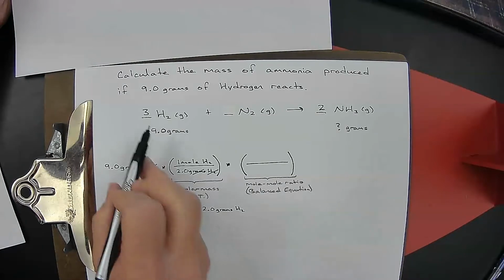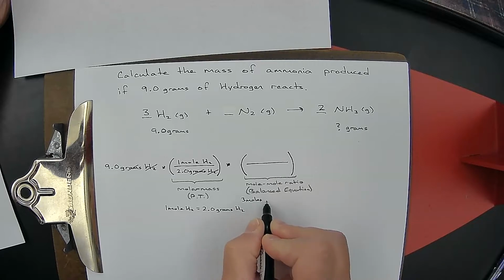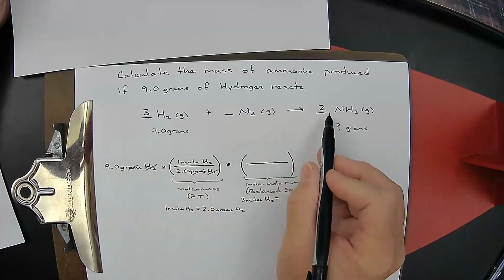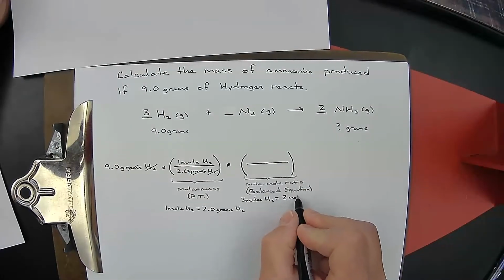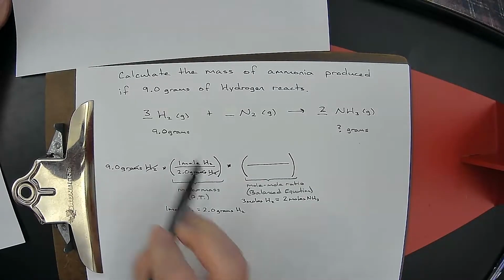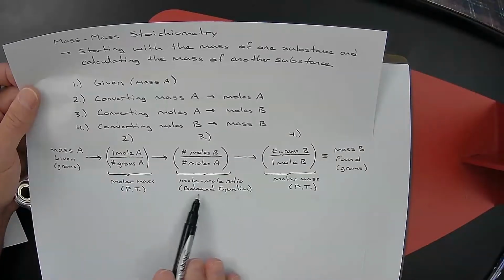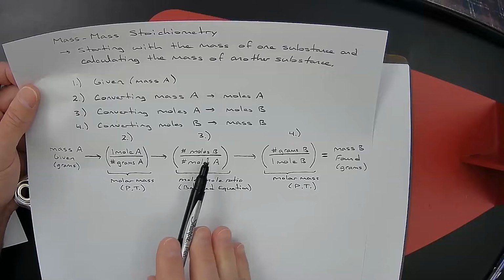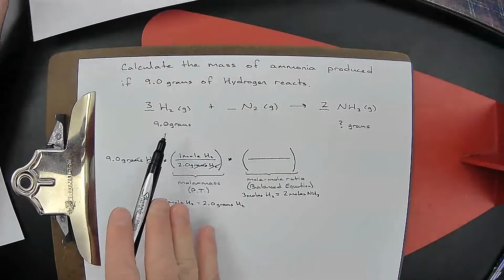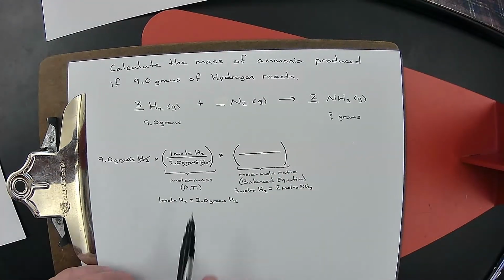So the ratio that we're going to use here is 3 moles of H2 is equivalent to 2 moles of NH3. So this is our statement from our balanced equation. And if you look at your notes, mole-to-mole ratio from the balanced equation, this is that second step, converting from the moles of A, what you were given, to the moles of B, the moles of hydrogen to the moles of ammonia. So how do we put this in there?